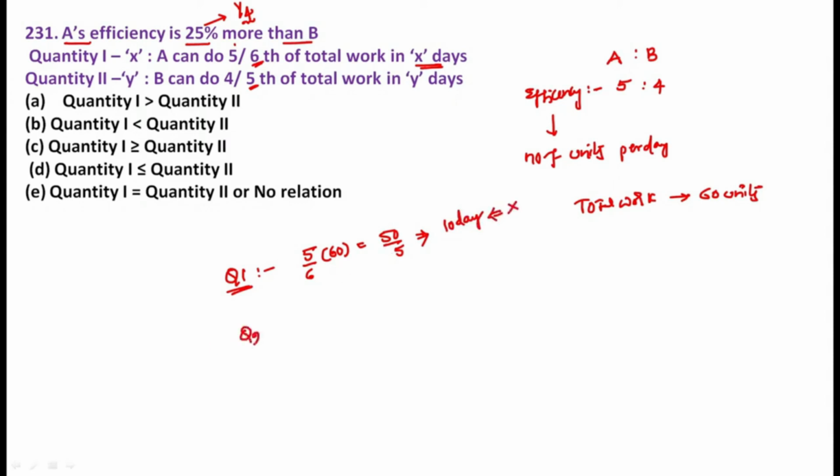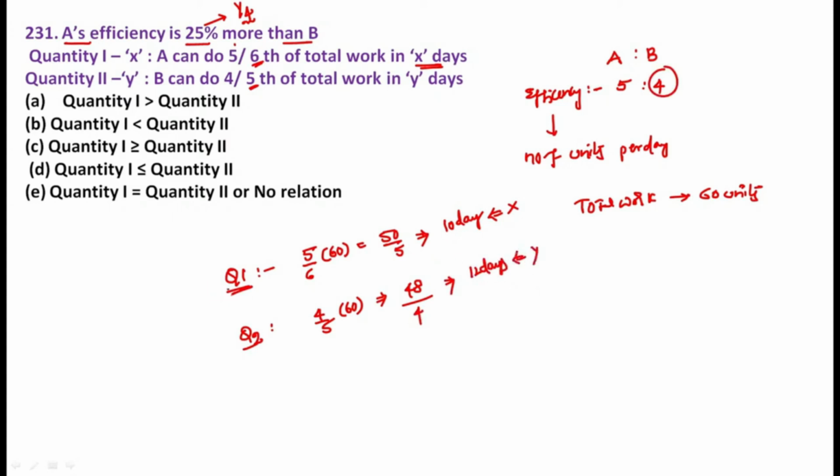In the same way, you have to identify quantity 2. So 4 by 5th of total work is equal to 48 units. Now these 48 units are done by B, and you already know that B's efficiency is 4. Now you get the value of 12 days. Now 12 days is equal to Y.